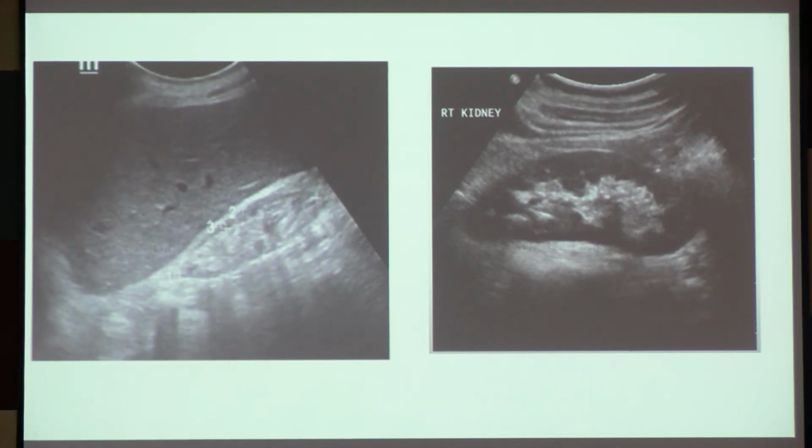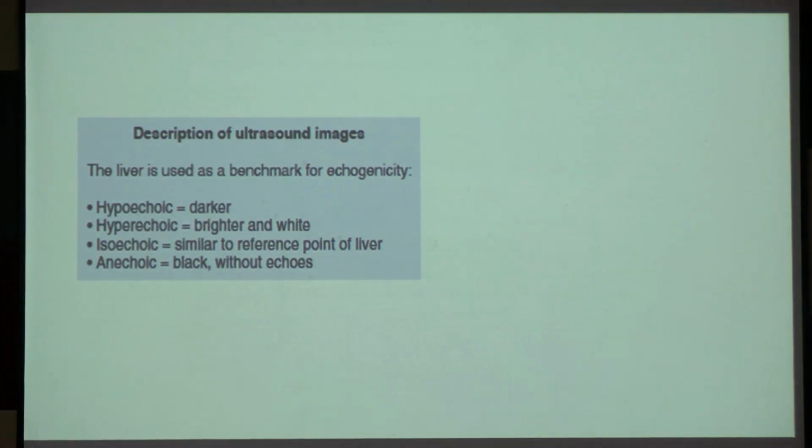Anything which takes place is always in reference to the liver. If not the liver, then what? Spleen. Okay, so these are the two structures we take as reference. So I just said hypoechoic is something dark, hyperechoic is brighter and white, and we are always taking the liver as the main isoechoic area. Something which is absolutely black without echoes is air.